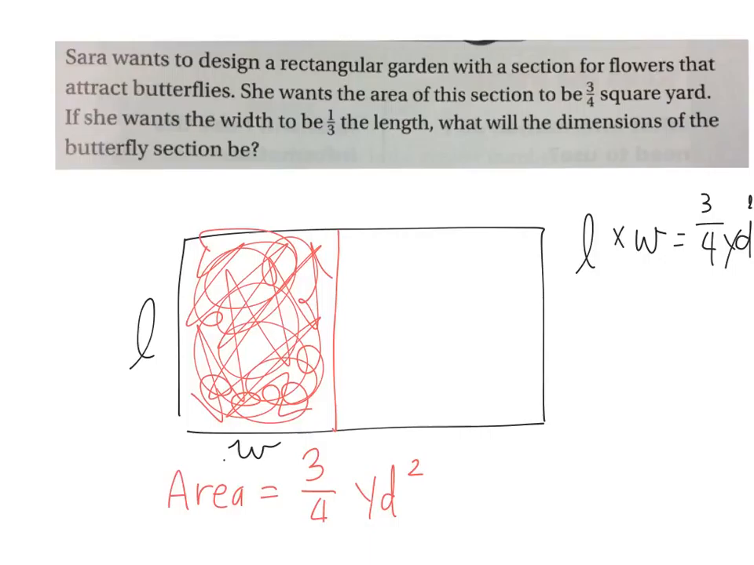Now, she wants the width to be 1/3 of the length. Okay, so we know that the width is going to equal 1/3 of the length. But we don't know what those lengths and widths are. The question is asking, what will the dimensions of the butterfly section be? So we're trying to figure out what the length and the width are. And we don't know what either of them are. We just know that the width is 1/3 of the length. And when I multiply the length and the width, it's going to be 3/4 square yards.